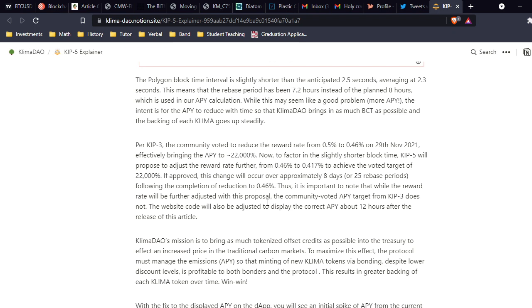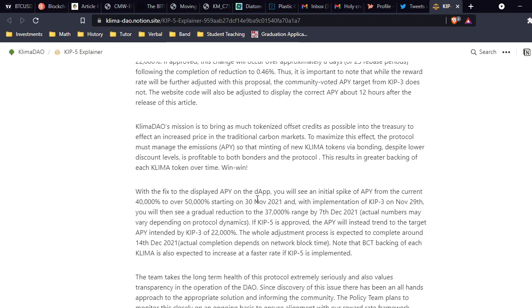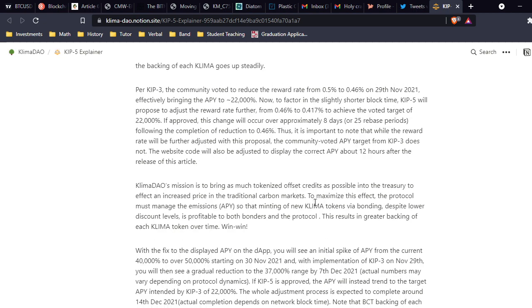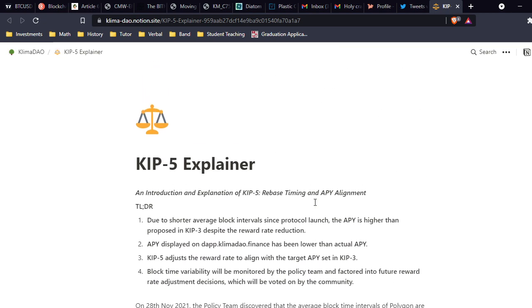So the dApp will display a higher APY. It's going to display the reality of where we are instead of where we thought we were. So you should see an increase. If this passes, though, by December 14th, there will be a gradual decline in APY to the 22K. So basically, this is a KIP on top of a KIP. KIP-5 to enforce KIP-3. I'm in favor. If you want to watch why we're reducing APY, you can take a look at my KIP-3 video.